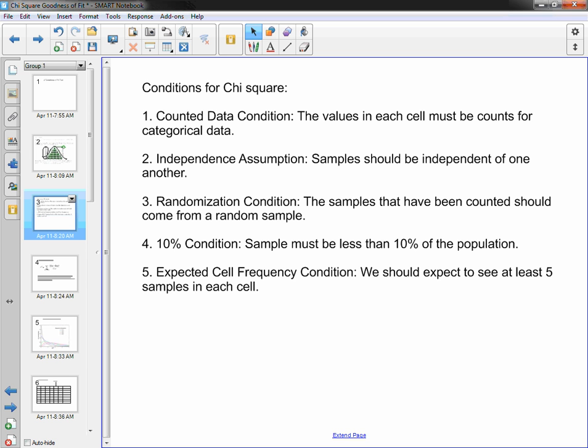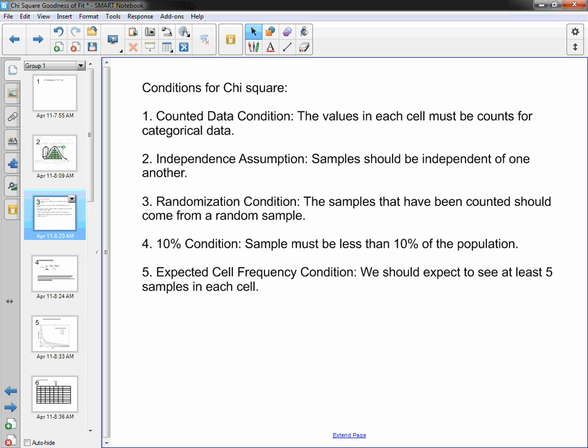There's also an independence assumption, so samples should be independent of one another. The randomization condition: the samples that have been counted should come from a random sample. So whenever we start doing these, we have to make sure that we're still using a random sample. So independent random samples. And then the 10% condition is still in play. The sample must be less than 10% of the population.